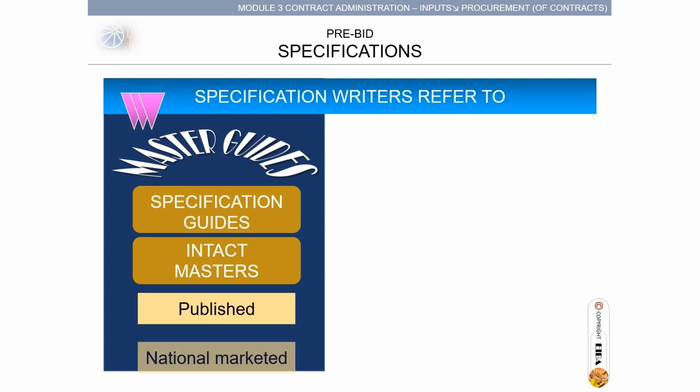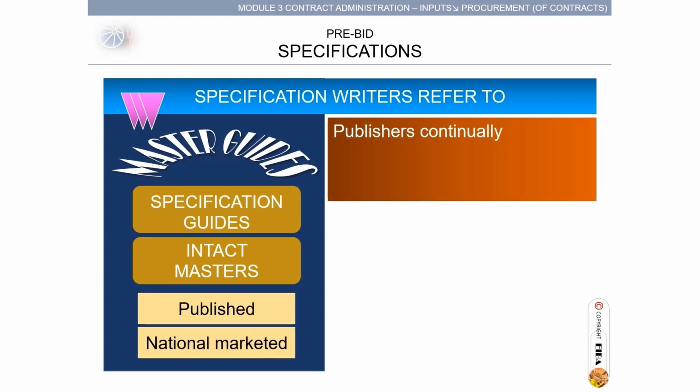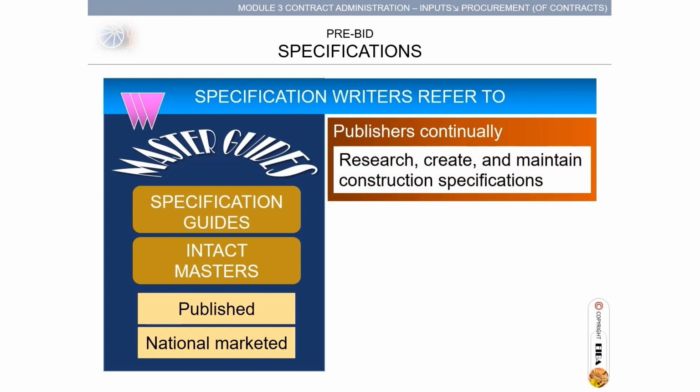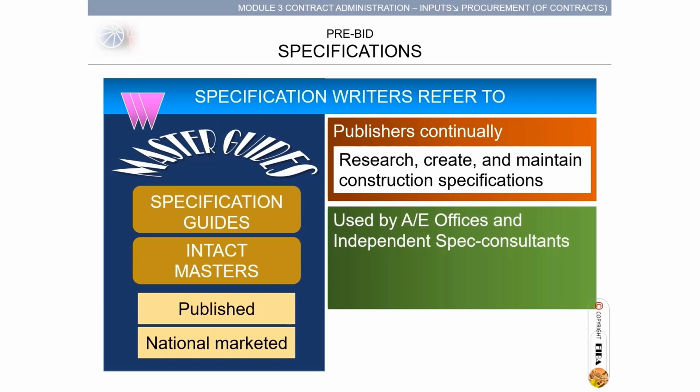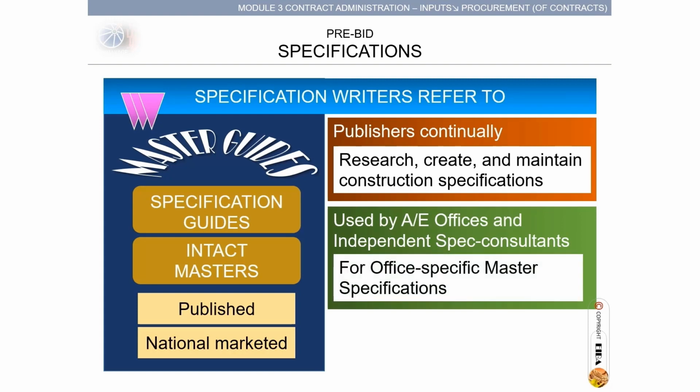Those are published and nationally marketed. Publishers continually research, create, and maintain construction specifications used by AE (architectural engineering) offices and independent spec consultants for office-specific master specifications. To cite as an example, a fit-out company compiles specifications related to its fit-out business only. Normally, specification guides are purchased from publishers, and these are costly to acquire.